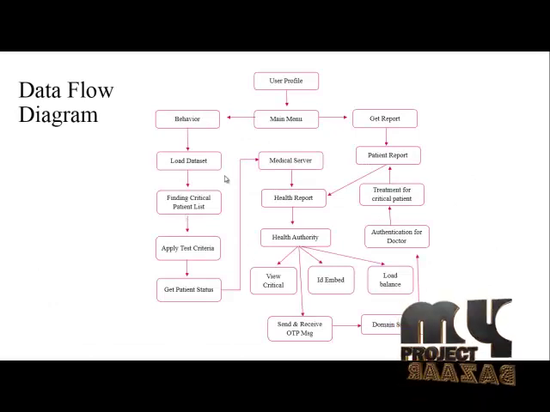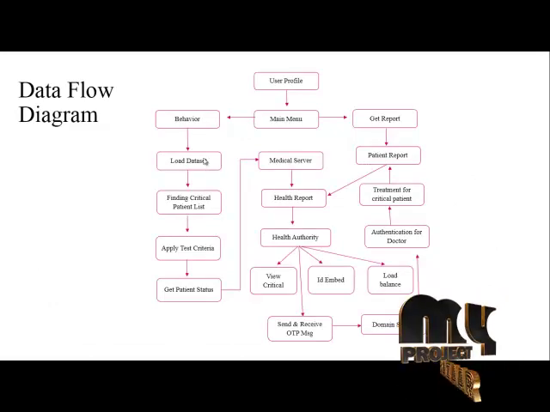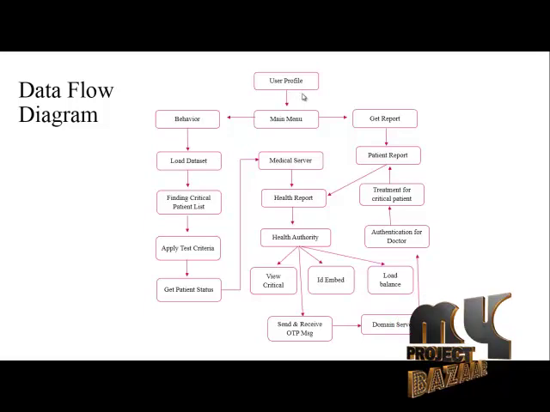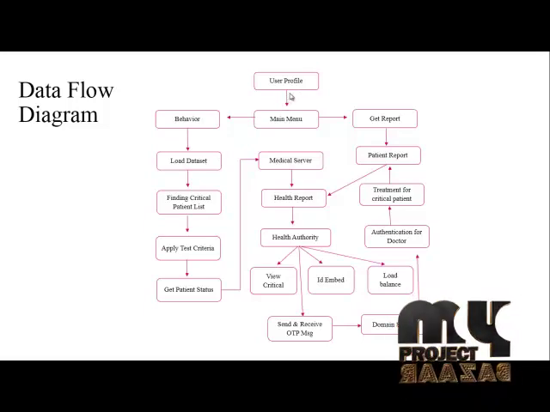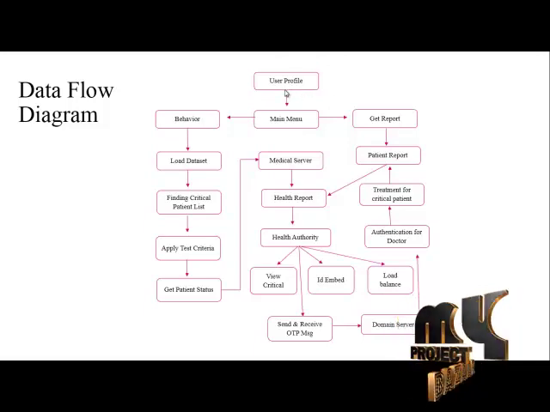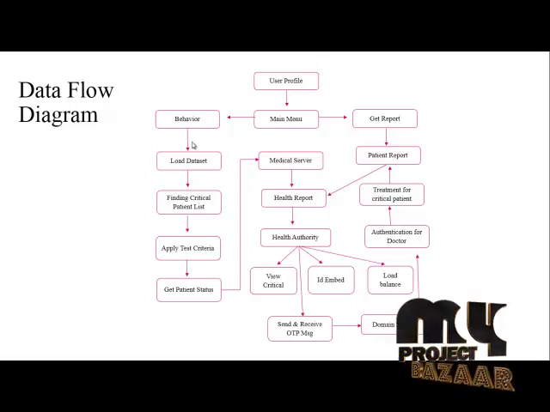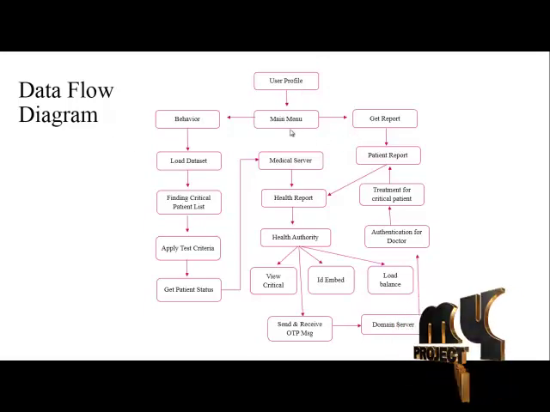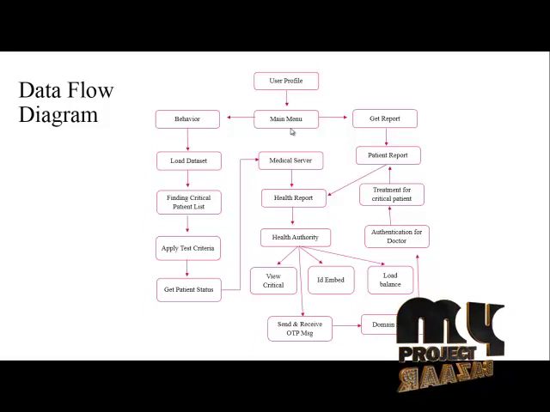So this is the data flow diagram for the children-based IoT. The first step is the user profile generation, that means adding user details. Adding user details is nothing but registering the user or the patient details. Next, we go to the main menu.